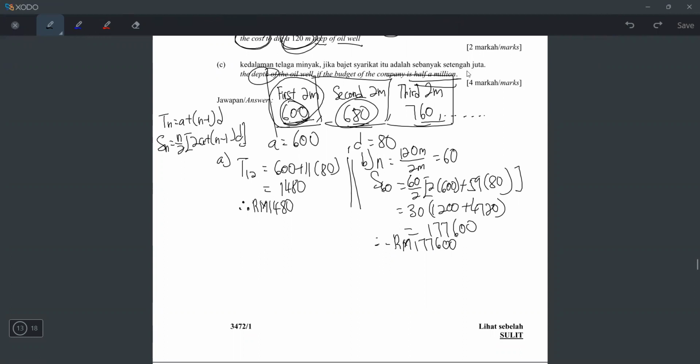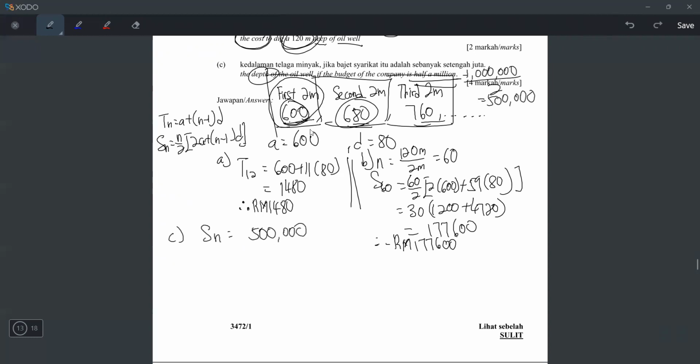It means 1 million is like this, six zeros. So 500,000 is this divided by 2. So if you press the calculator, this one divide 2 is 500,000, 500k. So what is the depth of the oil well if this is the amount you have? You will still use the Sn formula, but this time this 500,000 will be the final answer for Sn, like this, 500k.